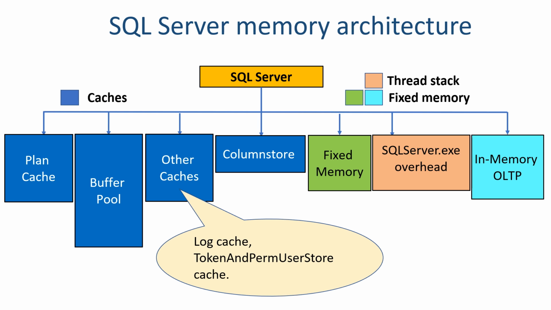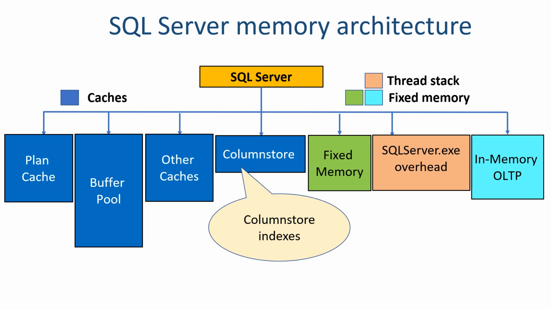Now what this token and perm user store cache does is it will store the user permissions on the objects. There is also another type of cache known as column store cache, which holds the column store indexes. Basically, all these caches which you are seeing in the blue color are very special. Why do I say that they are very special? Because they can be easily expanded and shrunk when there is a memory pressure.